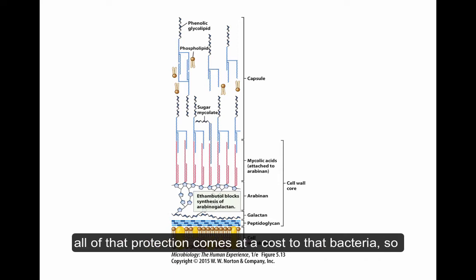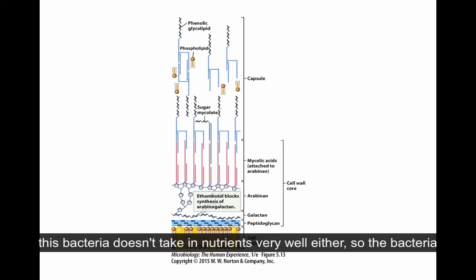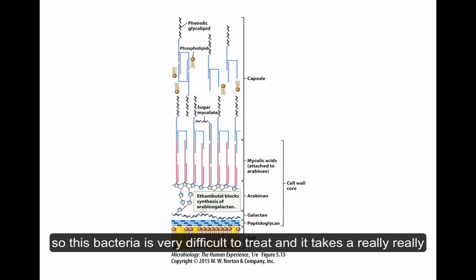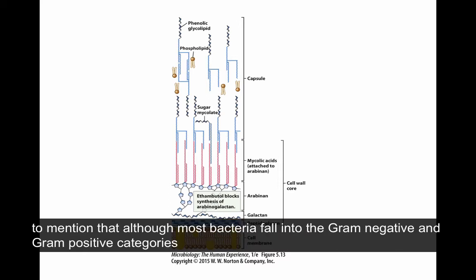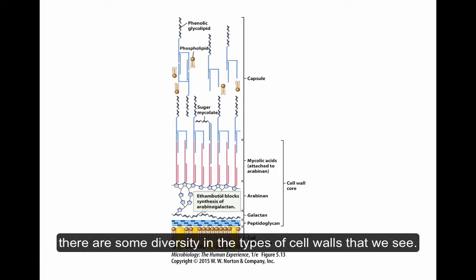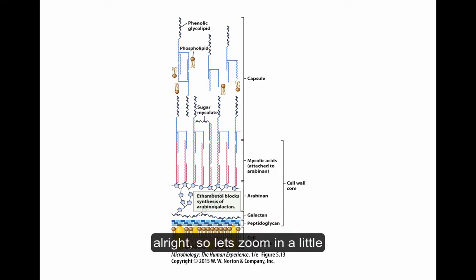Now, all of that protection comes at a cost to the bacteria. This bacteria does not take in nutrients very well either. So the bacteria divides about once every 6 weeks. It grows incredibly slowly. So this bacteria is very difficult to treat, and it takes a really, really long time to cause signs and symptoms in the body. So it's important to mention that although most bacteria fall into the gram-negative and gram-positive categories, there is some diversity in the types of cell walls that we see.